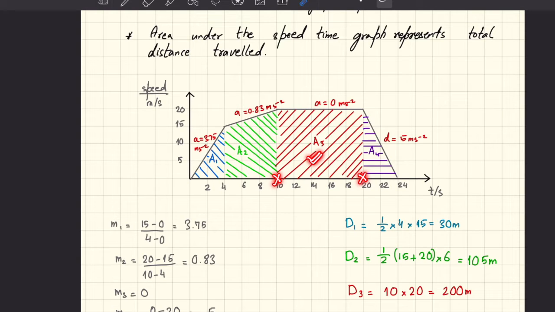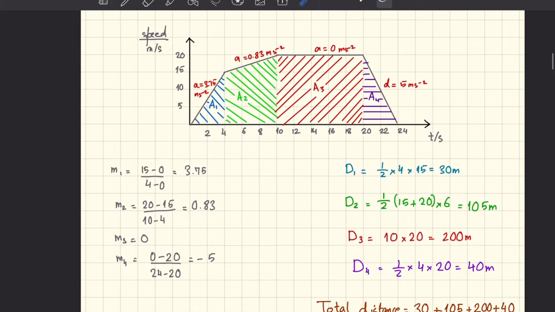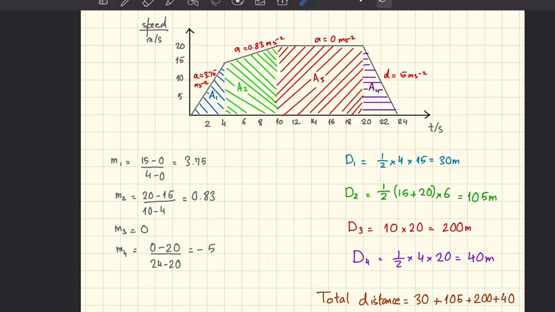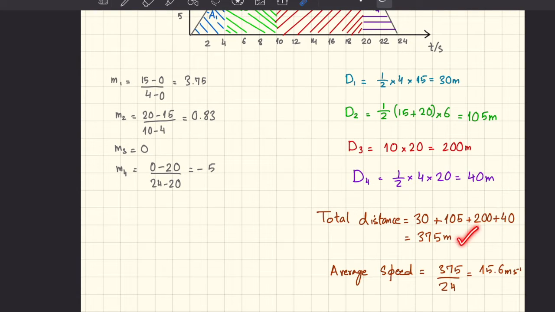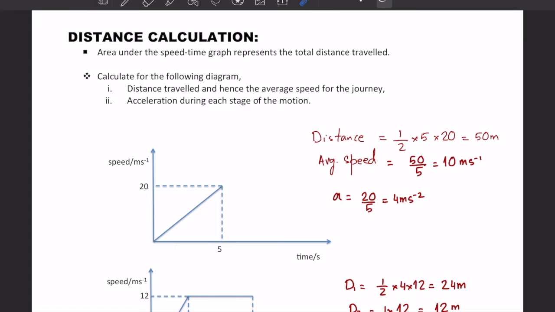That would be length into breadth. Finally, for the last phase of the journey, when it is decelerating, that's forming another triangle, so I can calculate the distance traveled by area as half into base into height. So that's how I can calculate distances and accelerations using speed time graphs. I can also calculate the average speed, because if I've calculated individual distances, I can add them up to get the total distance traveled. Once I divide total distance by total time, I'll get the average speed for that part of the journey. Let's look at some other examples.